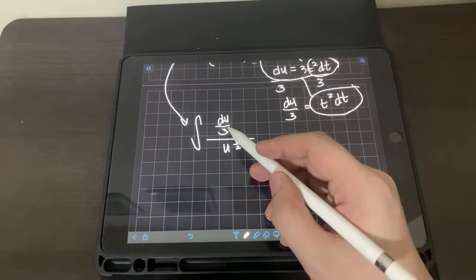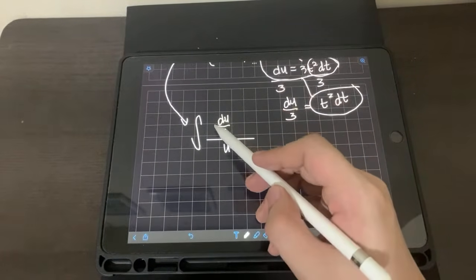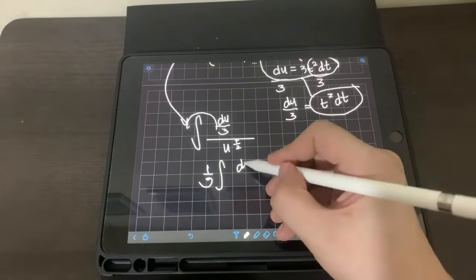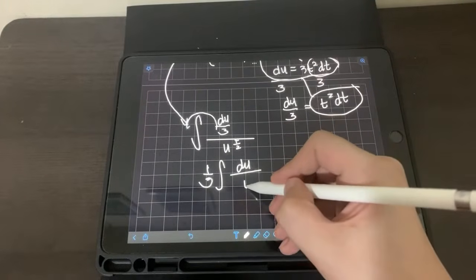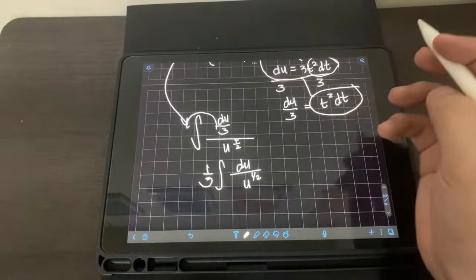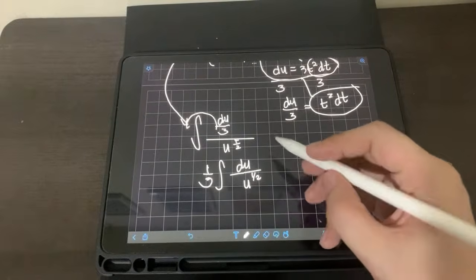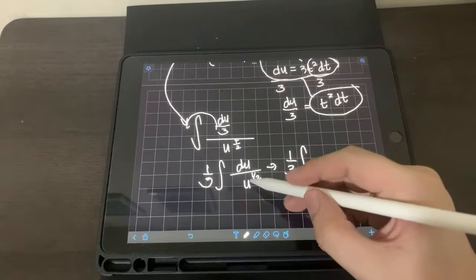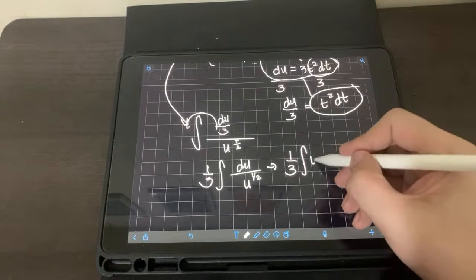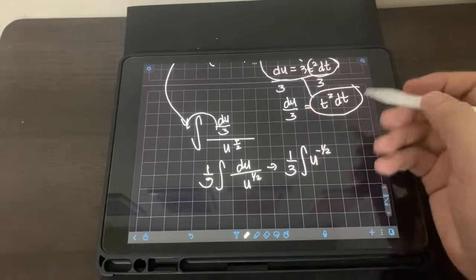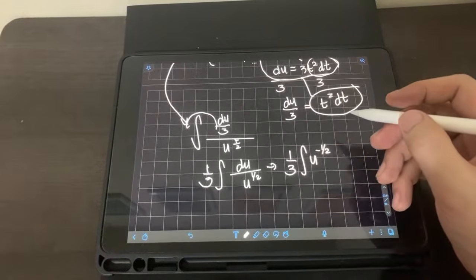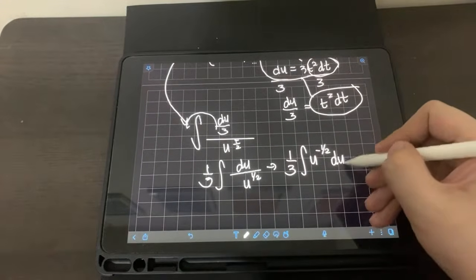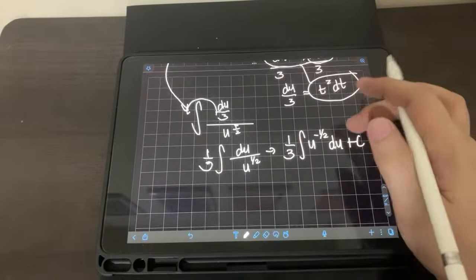Okay, so this 1/3 on the numerator is constant. So, set it aside. So, it becomes 1/3 integral of du over u raised to 1/2. And then, applying the negative law of exponent, it's the same as what? 1/3 integral of, this 1 over u to the 1/2 is the same as u raised to negative 1/2 du plus c.